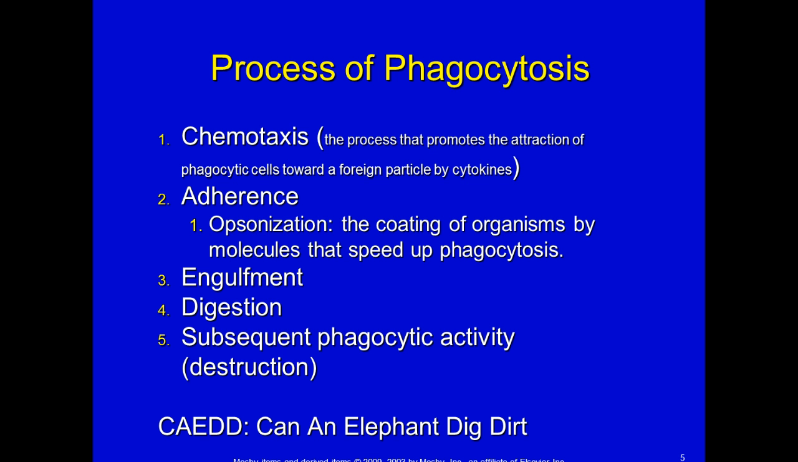Before it got there, opsonization had occurred. It was the coating of organisms by something called C3 molecules that speeds up the phagocytosis. It's what makes it super tasty. I think of it as the body putting salt and pepper on the organism to make it extra tasty. That's what opsonization is. It adheres to it, then begins to engulf it, like Pac-Man. It digests it, which is where the dig comes in, and then it destroys it. So can an elephant dig dirt is the process of phagocytosis.